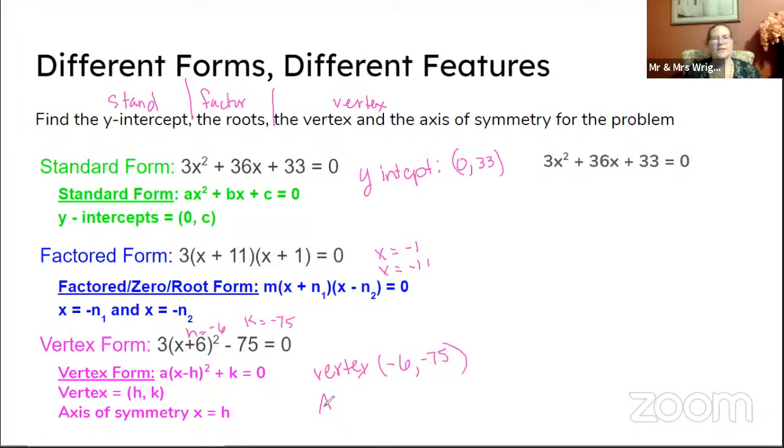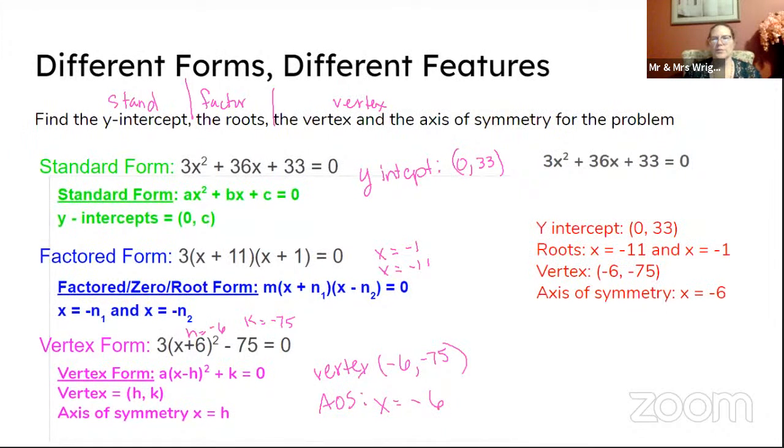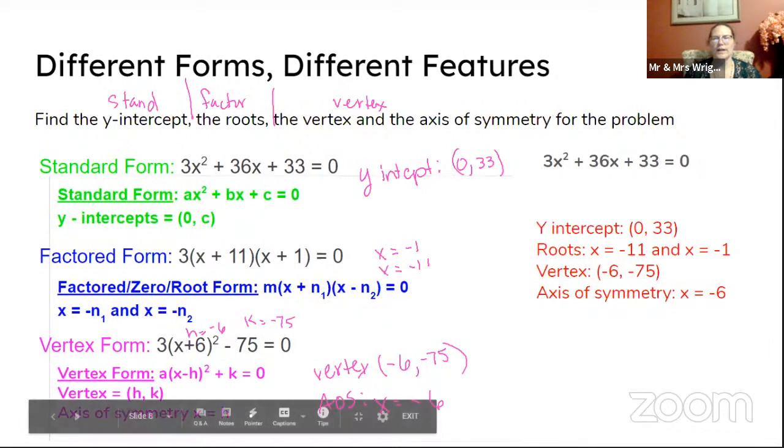And then what is our axis of symmetry? x equals -6. There we go. Y-intercept, roots, vertex, and axis of symmetry. We got them all correct.